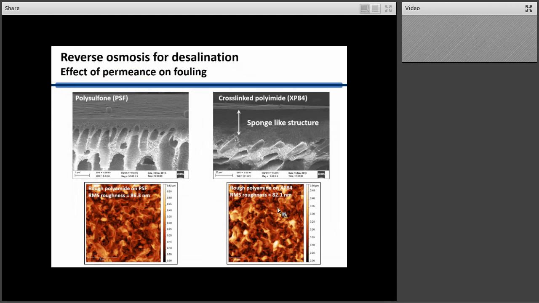But with this platform technology we've developed of making these very thin or rough or smooth films and putting them on supports, we can actually put this film on different supports. And the support can affect the permeance of the membrane. So what you see here is two different supports, polysulfone on the left and the cross-linked polyimide on the right. And this support gives you a much lower permeance. So what we did now is we made rough membranes on both of them. So both of these are rough membranes.